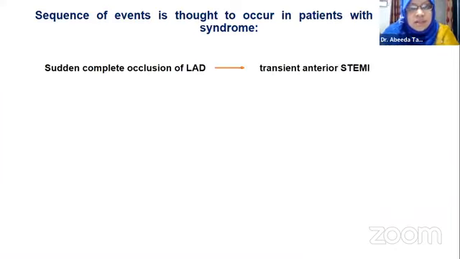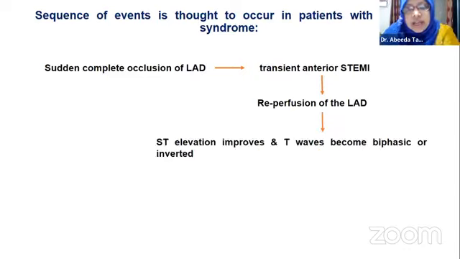So the possible sequence of events in Wellens syndrome is a sudden complete occlusion of the proximal left anterior descending artery, followed by a transient anterior ST elevated MI. But by some mechanism, there is reperfusion, autothrombolysis, or any loading treatment. So there may be reperfusion of the LAD, and ultimately there is improvement of the ST elevation. If the ECG was taken at that time, there might be a transient ST elevated MI in the ECG.